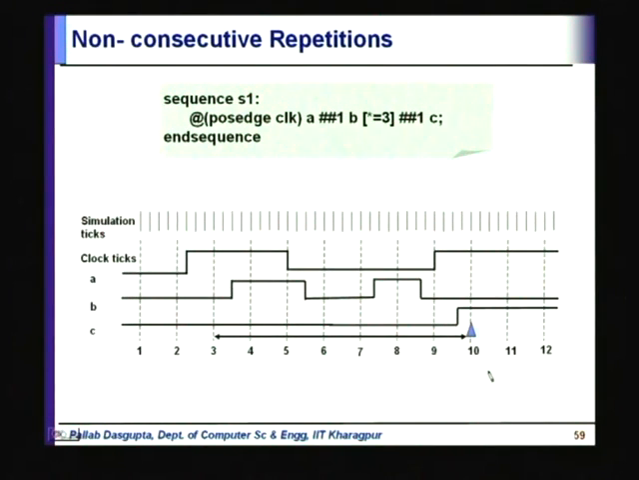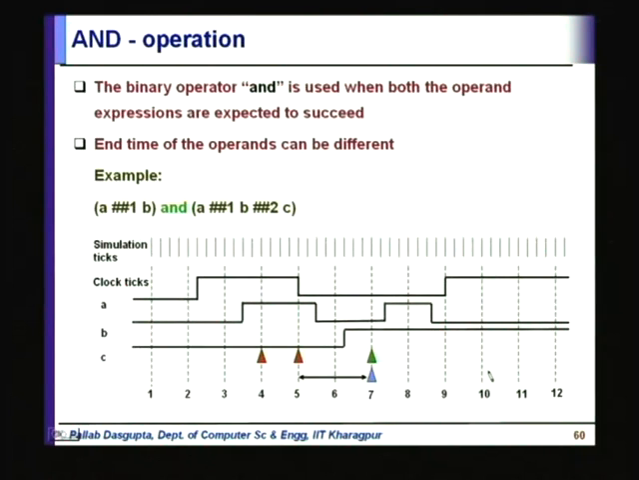So, we shall quickly look at two other logical operations. One is the AND operation. How do we take AND of sequence expressions? So, A ##1 B and A ##1 B ##2 C. Now, the meaning of the AND is very simple. Meaning of the AND is that in the trace this must match and this must match, period.